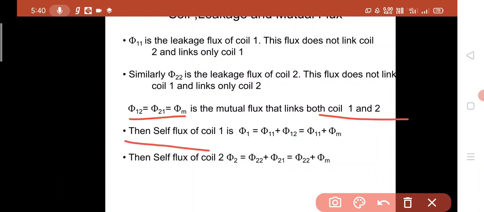Next point, the self flux of coil 1, phi 1, is equal to phi 11 plus phi 12, which is equal to phi 11 plus phi M. So coil 1 flux is equal to coil 1 leakage flux plus mutual flux. Next point, the self flux of coil 2, phi 2, is equal to coil 2 flux plus coil 1 flux, which is equal to coil 2 leakage flux plus mutual flux.